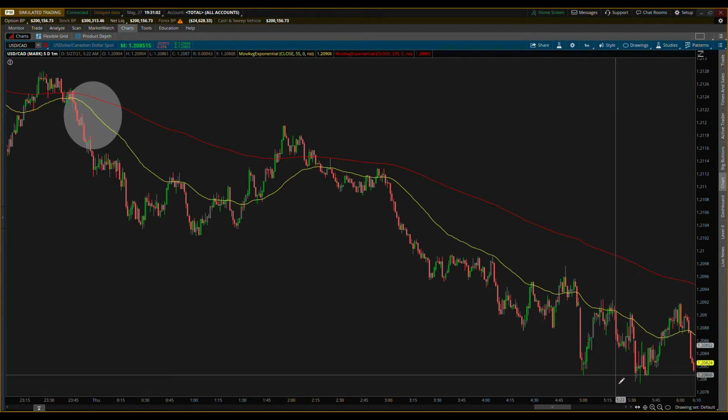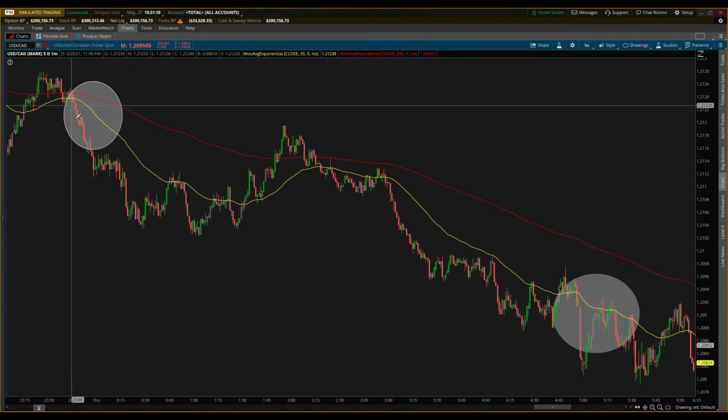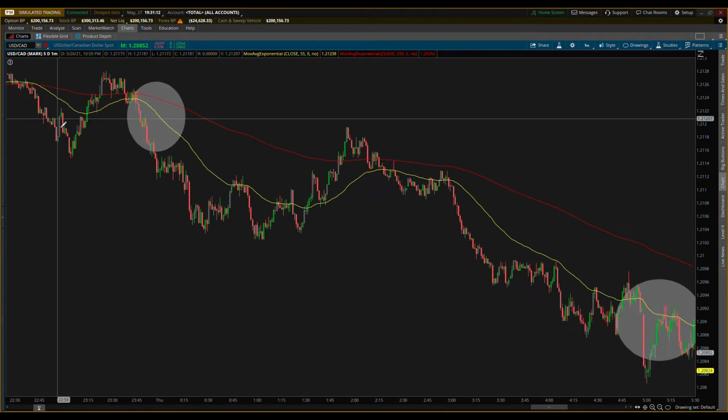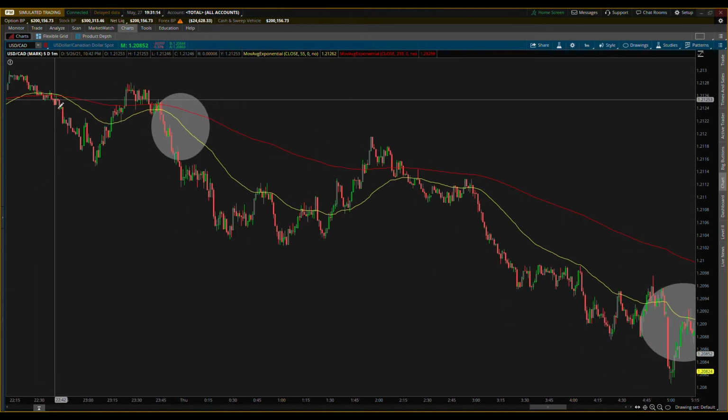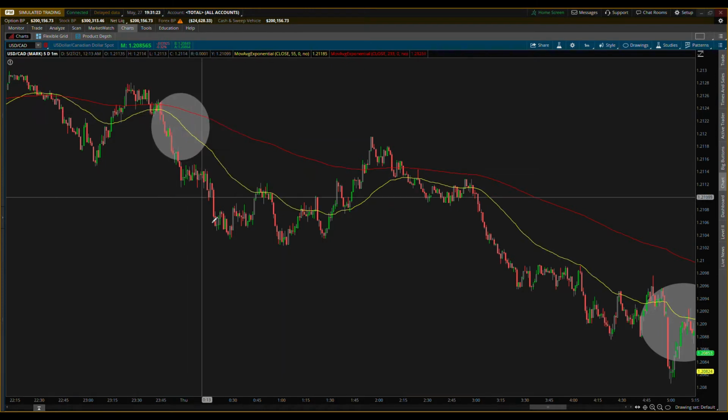And the New York session opens right here. Perfect. That is a huge move. This strategy would have worked perfect. We had a cross actually quite before it, about 11 o'clock. Price came back up, came back down, and it looks like right in here we had a little bit of a push up just to continue down.